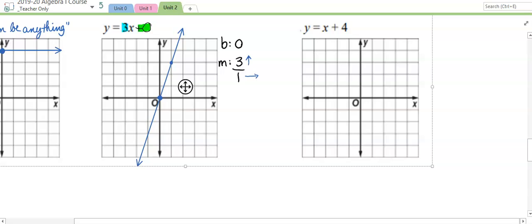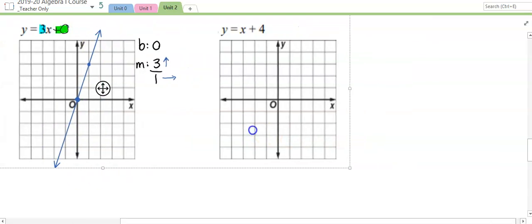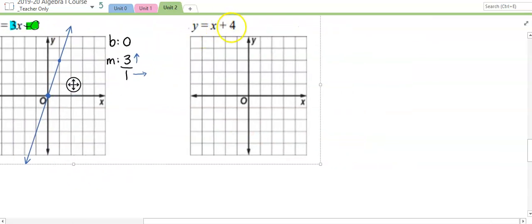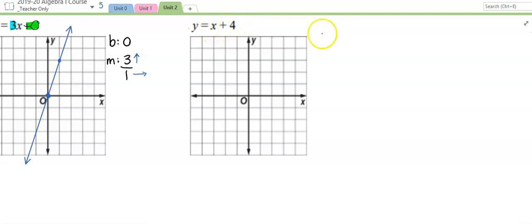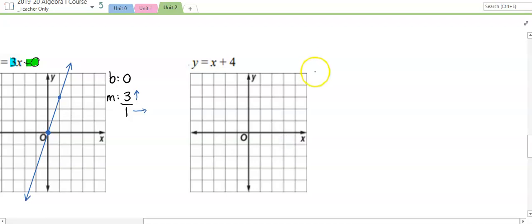I could have also typed this into my equation in my calculator and looked at the table of values. And I would have gotten points like (0, 4), (1, 5), (-1, 3), and I could plot them and connect the dots. This is another nice one because it's in the form y equals mx plus b. It's very easy to see here what number is by itself.